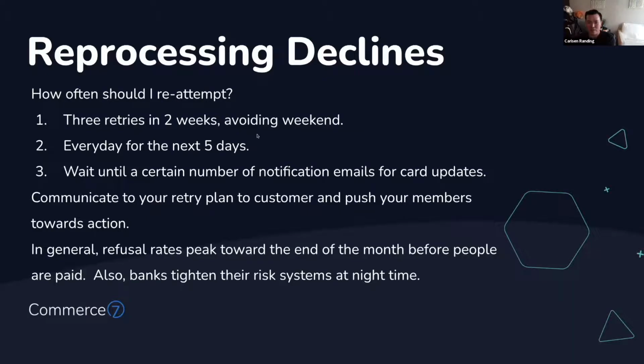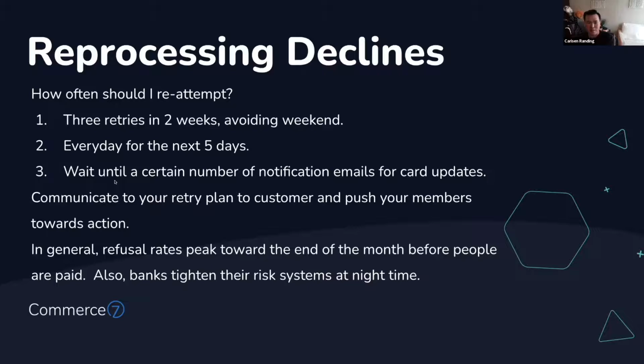3 retries in 2 weeks, avoiding weekends, is a good way to create a calendar for when you want to reattempt or reprocess those declined transactions. Some wineries do every day for the next 5 days. I've seen some services where they will try for 14 days after the scheduled payment date, and each time they attempt, it will trigger the card decline email, to encourage the customer again to update their payment method.